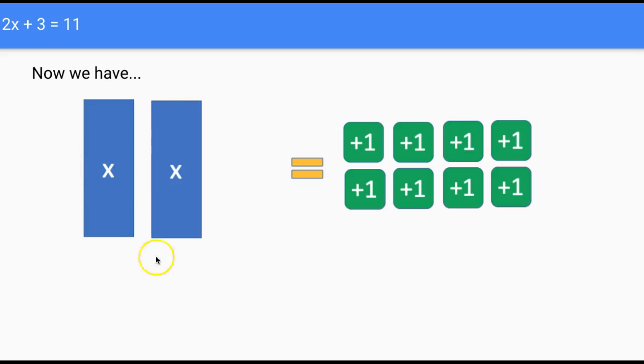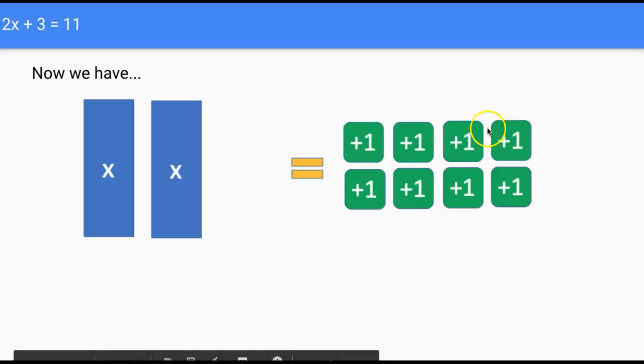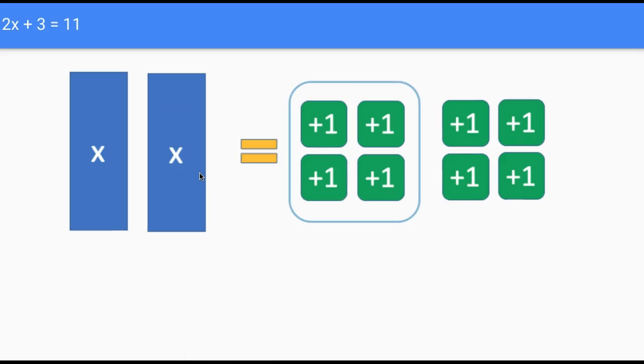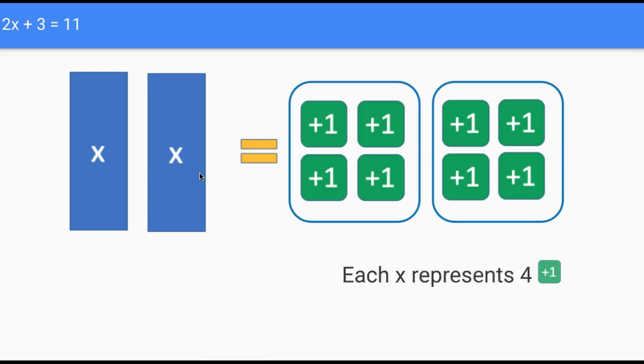Now we have the 2x's here and we have 8 over here. Well, that's exactly what we had a second ago. Basically meaning that this group of 8 over here needs to be separated into 2 equal parts. So what does that look like when we separate it? Well, we end up with 2 groups of 4, and our solution to this is 4.